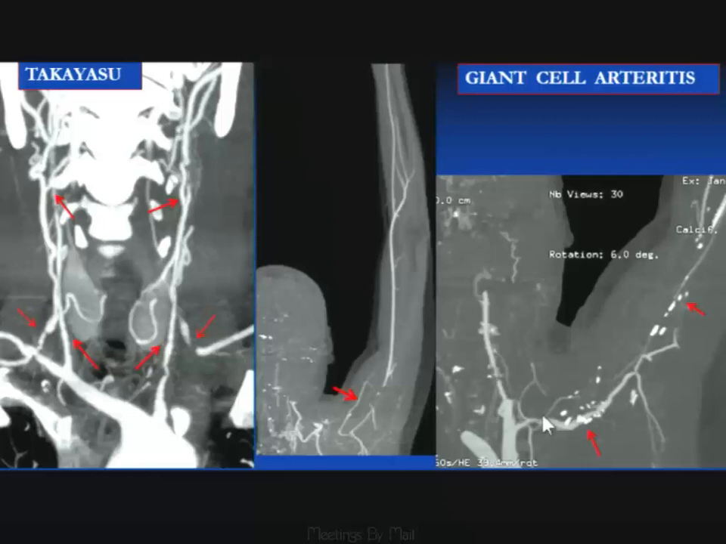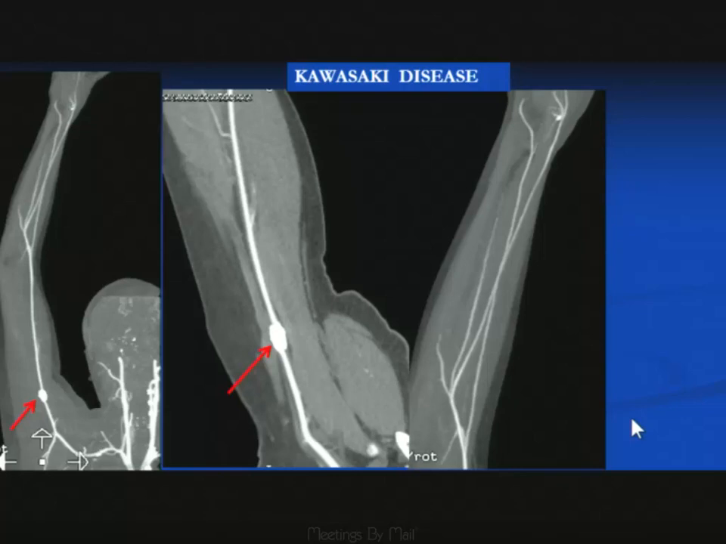Here's, by comparison, a giant cell arteritis. This patient's had prior surgery. This is a disease that does not involve the takeoff of the vessels from the aortic arch or the proximal brachiocephalic, but it's more in the line of the distal subclavian, axillary, and brachial artery. Again, for treatment decisions, the angiogram can be fairly precise and show the vascular surgeons the exact extent of disease in this case.